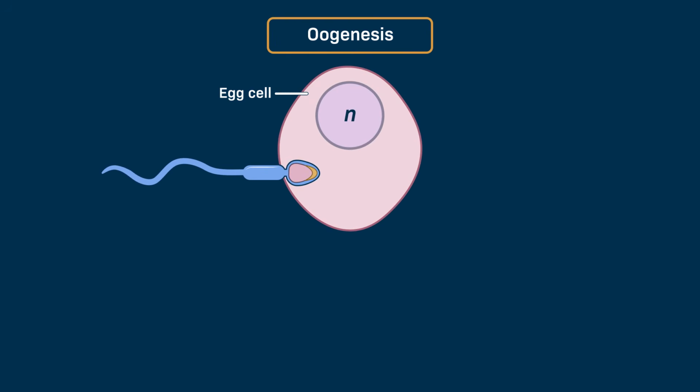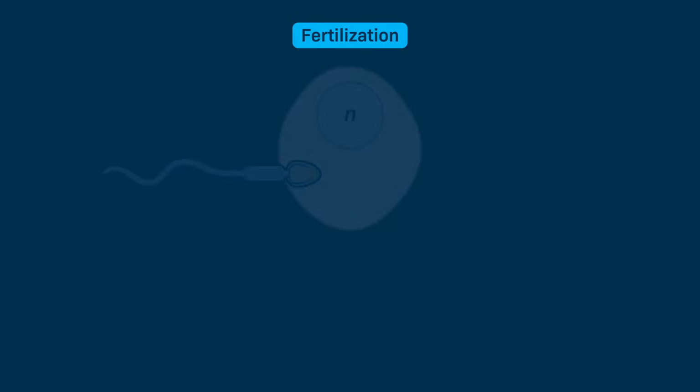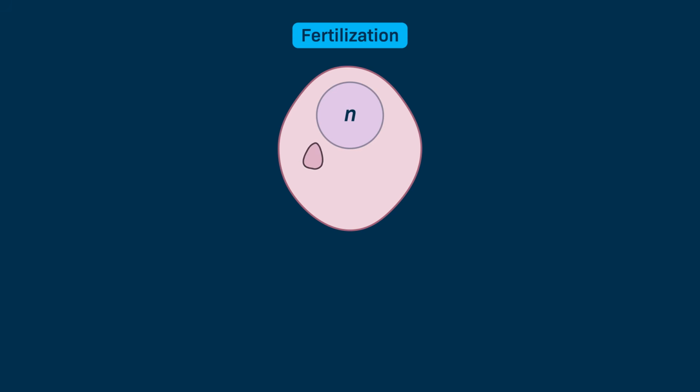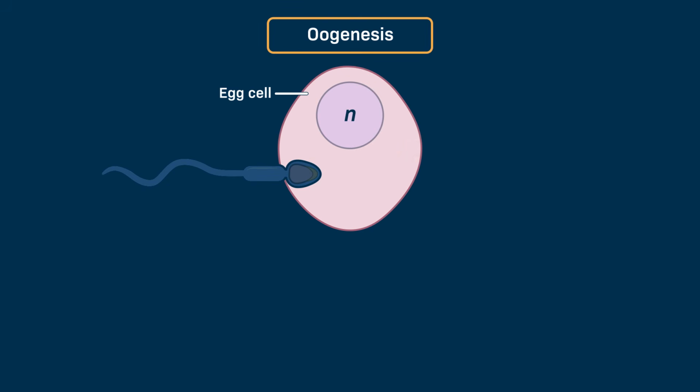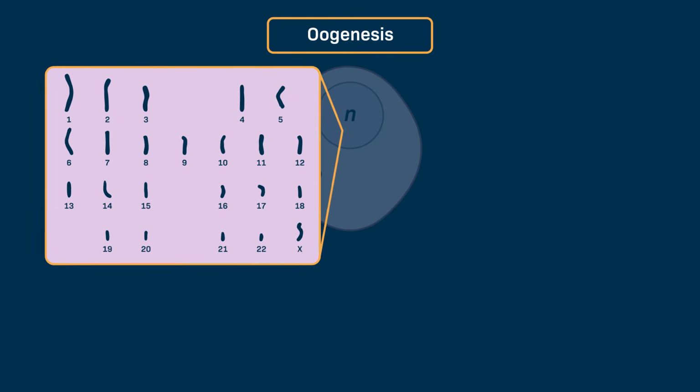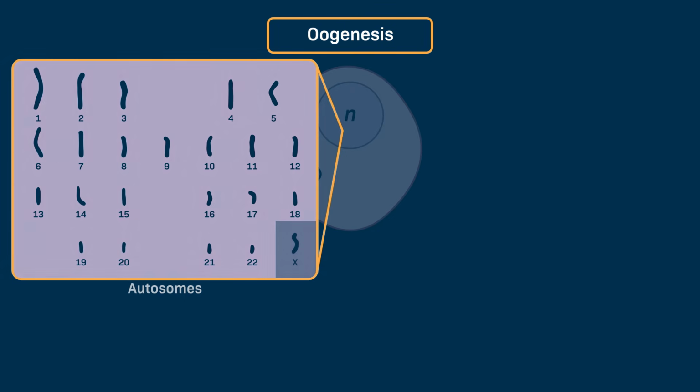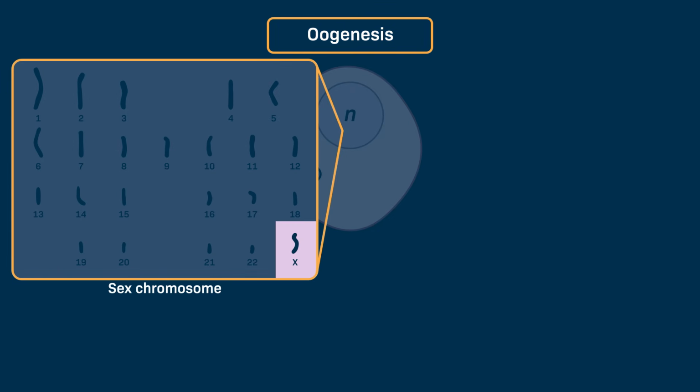The egg cell is considered haploid because fertilization, which is strictly defined as the fusion of the nucleus of the sperm cell and that of the secondary oocyte, does not occur until meiosis of the secondary oocyte is complete. The haploid egg cell that results from meiosis 2 contains 23 chromosomes. The chromosomes include 22 autosomes and an X sex chromosome.